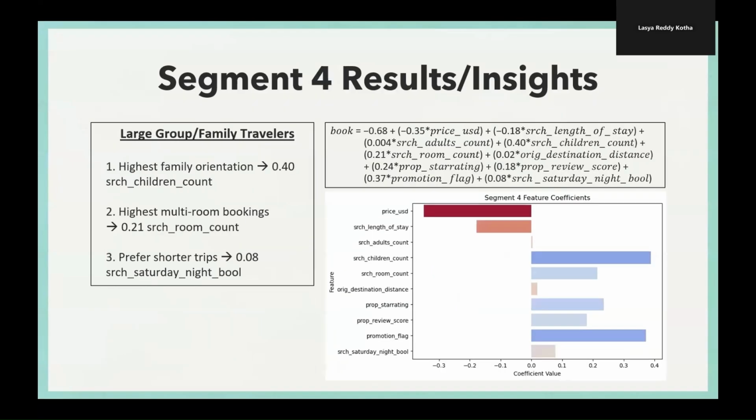Moving on to segment 4, this group reflects the most family-oriented travelers in the dataset, categorized by a strong positive association with children count and the highest likelihood of multiple room bookings. This segment also responds positively to promotions, and the Saturday night coefficient suggests a preference for shorter weekend-based stays that are easier to coordinate for families. Now I'll pass it off to Tyler for targeting strategies and implications.